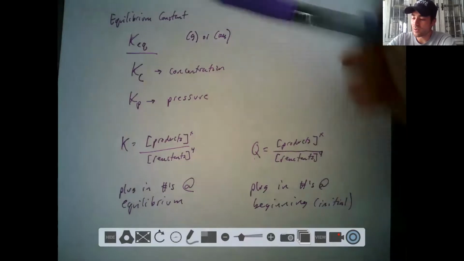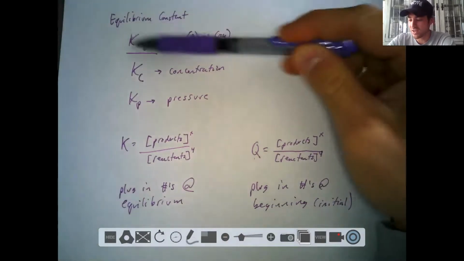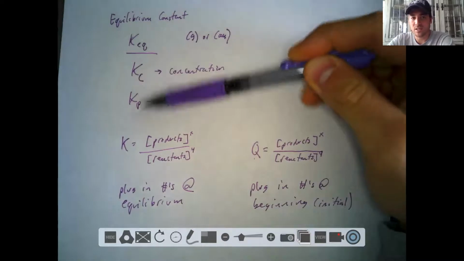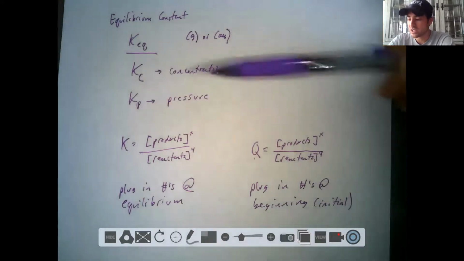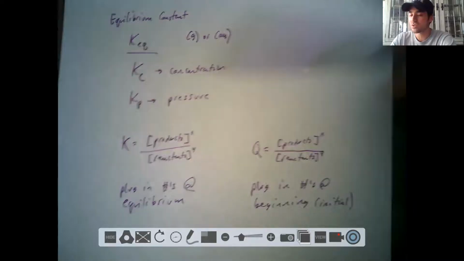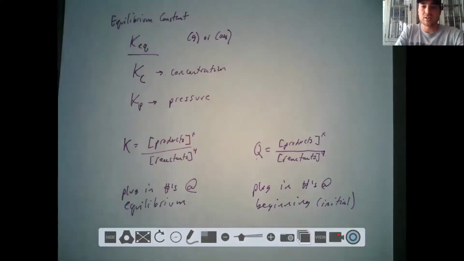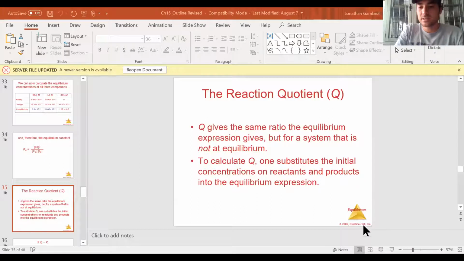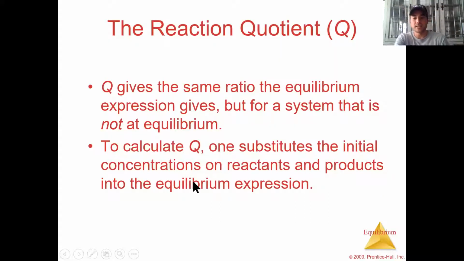So again, your equilibrium constant, KEQ, is kind of like our generic term. And then we can get more specific within those, KC and KP, depending on whether you are plugging in concentration values or pressure values. And so then we can go back here. Again, we're plugging in the concentration values. And so the importance of K and Q is that we can compare K to Q.